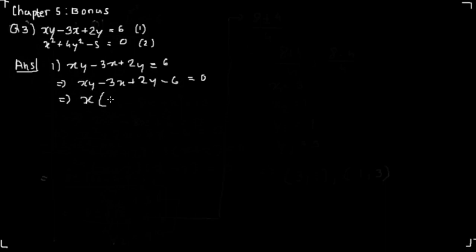So x(y minus 3) plus 2(y minus 3) equals 0. So hey, this is very stupid. Normally you wouldn't do this. You wouldn't do this at all.